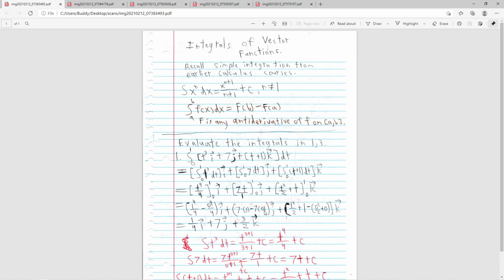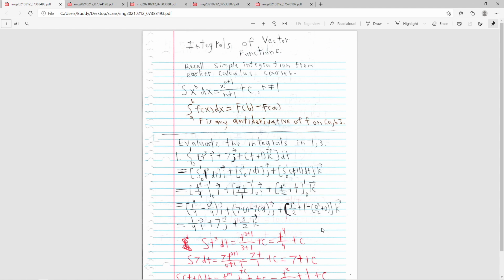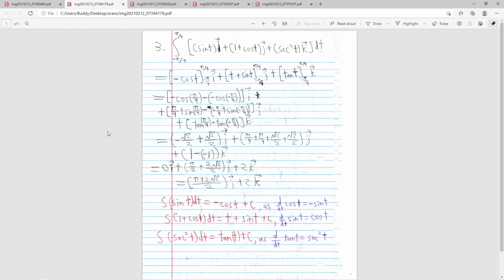7 times 1 minus 7 times 0 is just 7, because 7 times 0 is 0. And t plus 1, integrated, becomes t squared over 2 plus 1t. Technically, you can separate it and do it that way. The subtraction, because the limits are 1 and 0, is just minus 0. So it becomes 1 over 2 plus 1, which is 3 over 2.